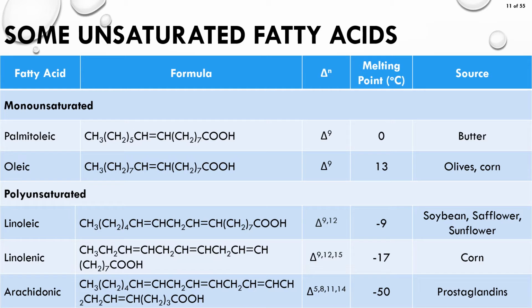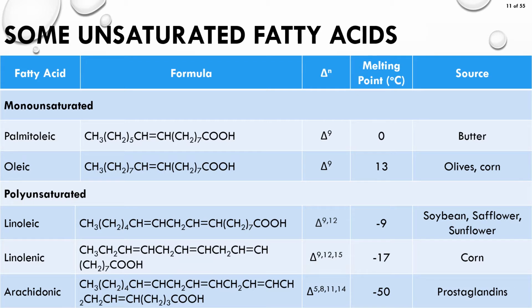So the counting starts at the carboxyl group, the C double bond OOH. So that's carbon 1. Then 7, so that makes 8, plus another 1 that makes 9. And you find the double bond on carbon 9. Now for the melting point, we will skip that for now because we will discuss that separately later. Okay, so let's go to the source. An example of food which is rich in palmitoleic acid is butter.